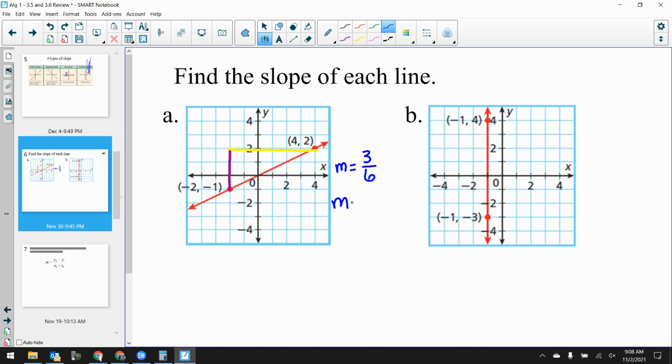Can I leave it as 3/6? No. M is 1/2. Now, the nice thing is it gives you the coordinates here. Could you use the slope formula if you really wanted to? Yeah, totally fine. Now, what's the slope on this vertical line? Undefined. Remember, put the skier on. Would you mark it wrong if we put x equals -1? Yes, that is not right. The slope is undefined.